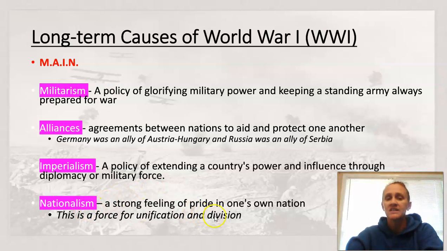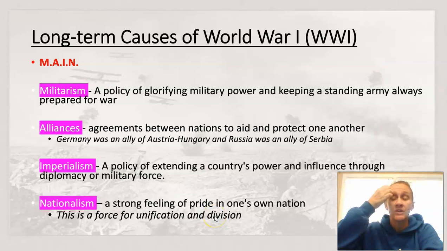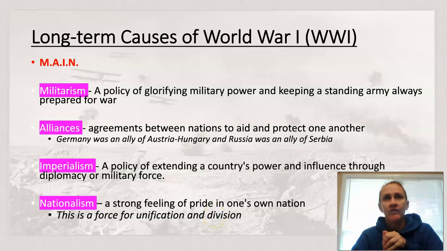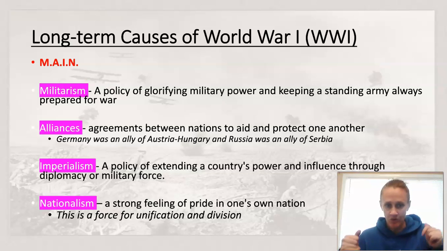And then nationalism is a strong feeling of pride in one's own nation, meaning, if you are nationalist in the U.S., USA all the way, it can bring people together or it can divide groups of people apart. But it's where you have an intense feeling of support and pride for your own country.